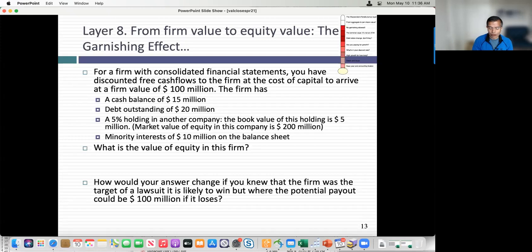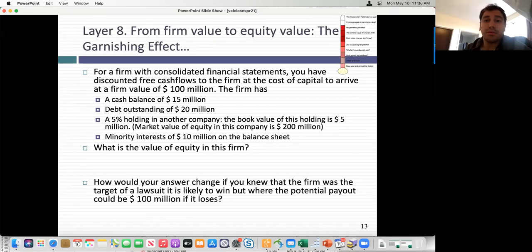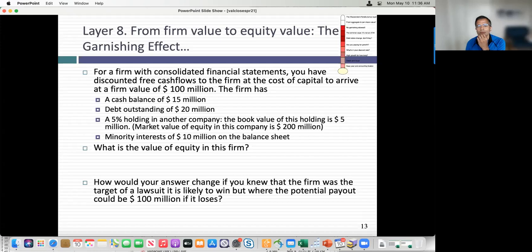And finally, if I had a lawsuit against this company where I could potentially lose 100 million, should I be reflecting that in my value? Yossi, what do you think? Yes, you should subtract it. And how would I do it? What did I need to do?